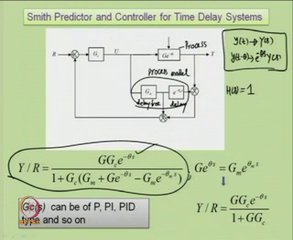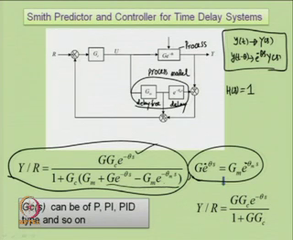When the process dynamics exactly matches the process model dynamics, which is given in mathematics as G e^(-θs) equal to G_m e^(-θ_m s), this term will become 0 and we will get the closed loop transfer function in the form of G G_C e^(-θs) upon 1 + G_C G_m.